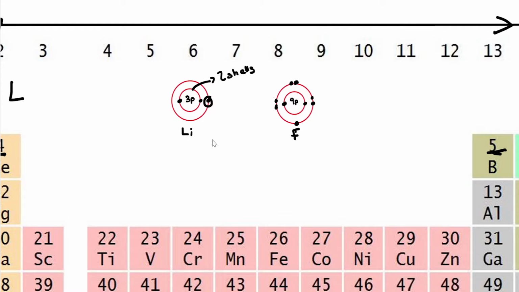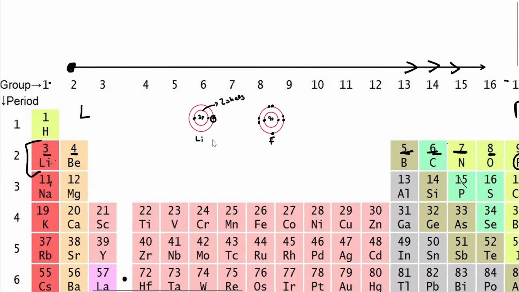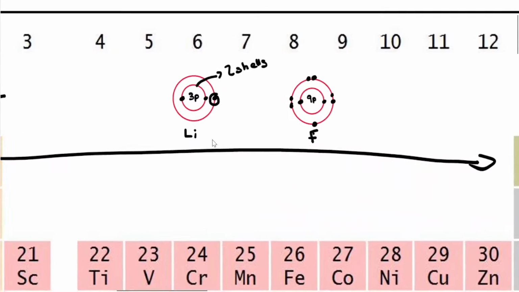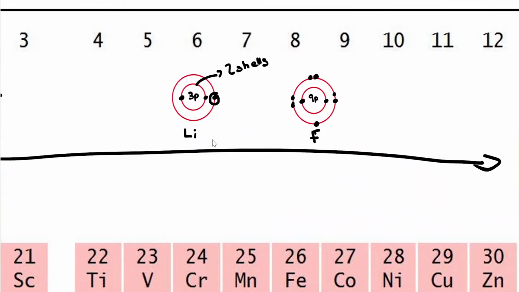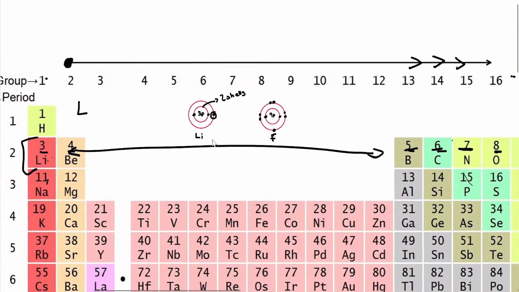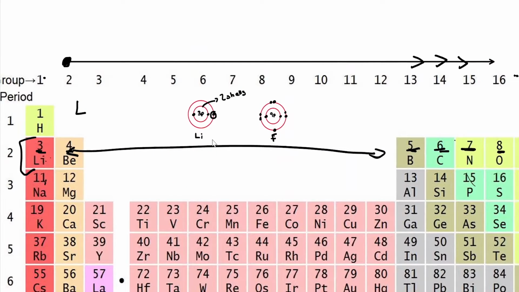All right, and what's significant about this is that all elements within the same period have the same number of shells, right? So the distance between the furthest electron and the nucleus will remain constant across the period because there's the same number of shells. You're just adding electrons for each new atom. What's also significant is that across a period, you're actually adding protons, right? That's what these numbers are.